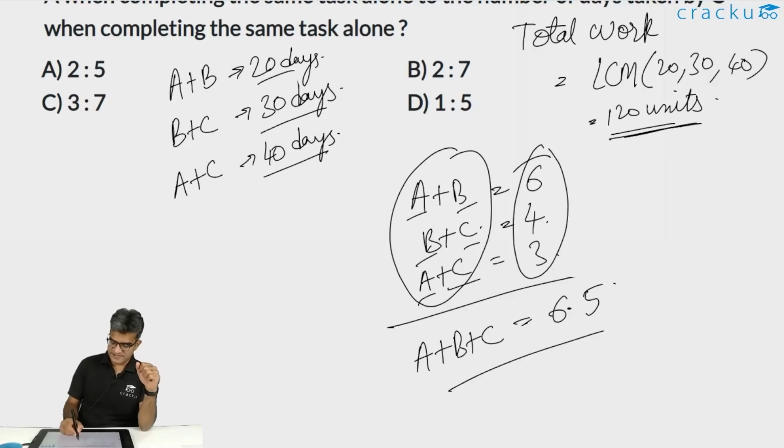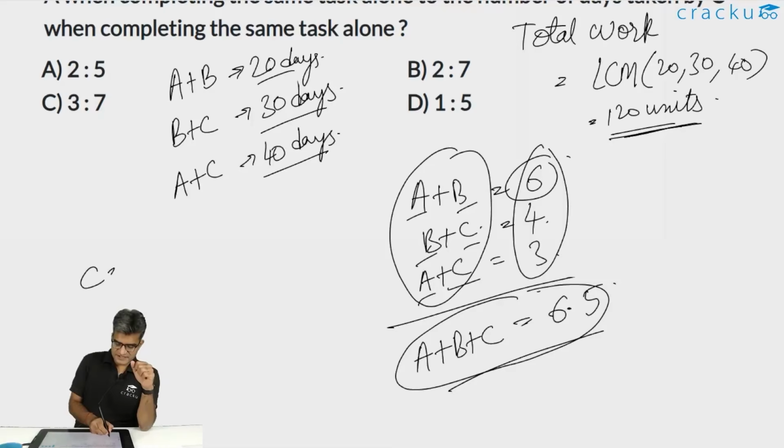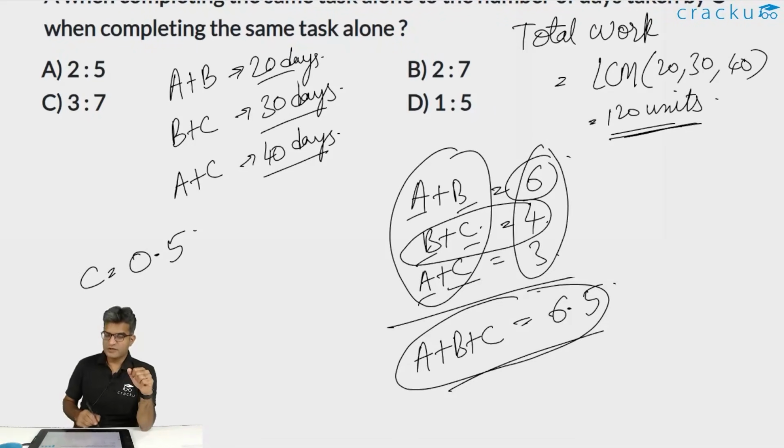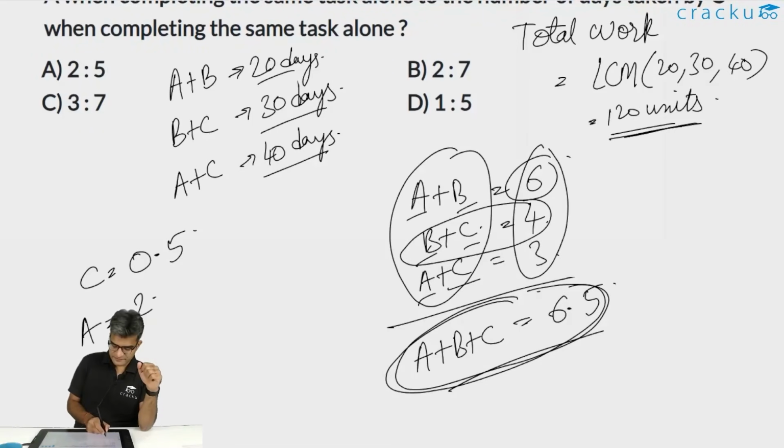Now A and B is 6. A plus B plus C is 6.5. So the value of C is 0.5 units of work. B plus C is 4. A plus B plus C is 6.5. So the value of A is 2.5.